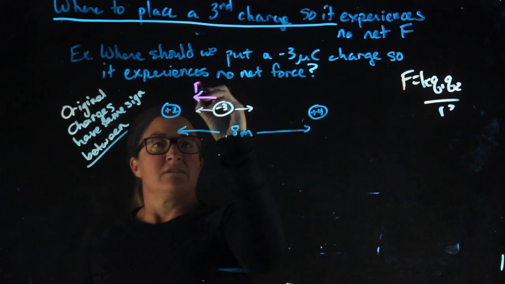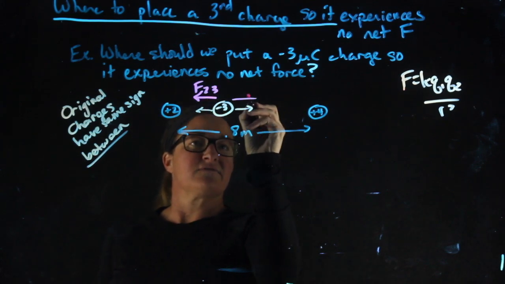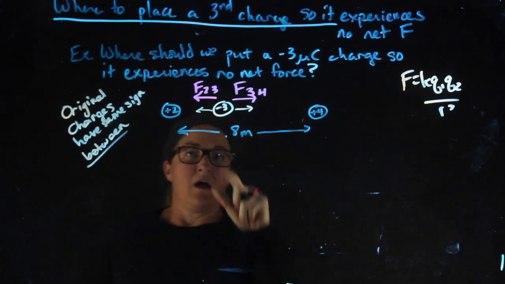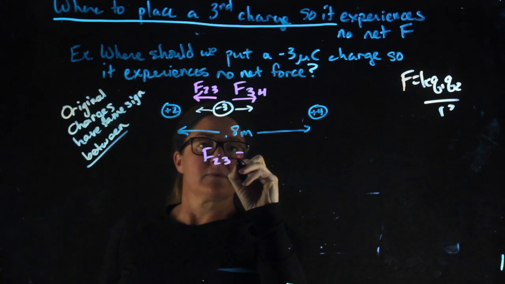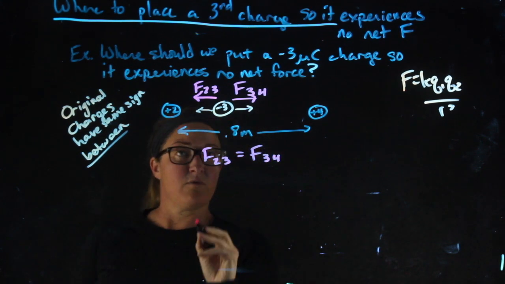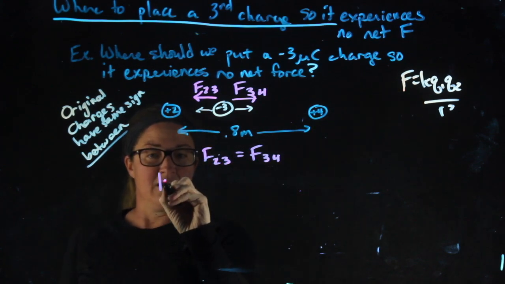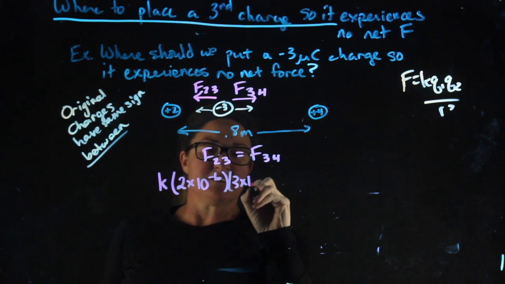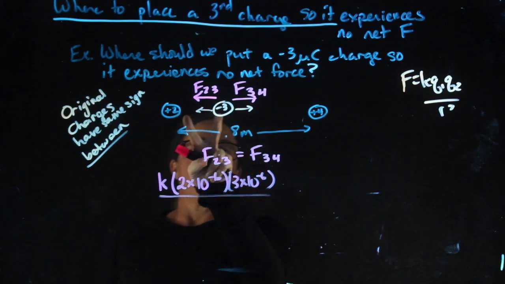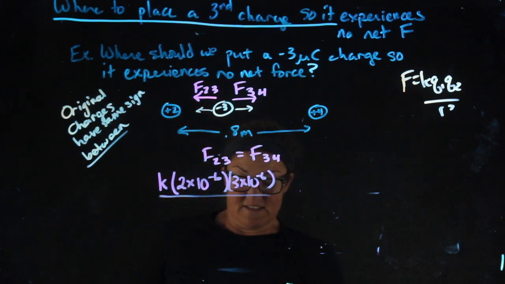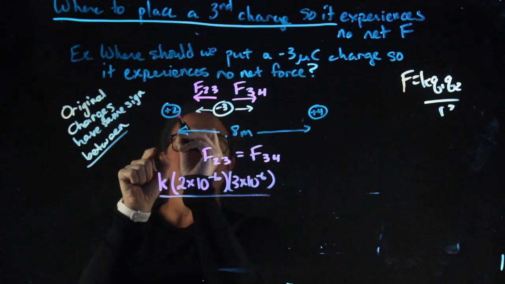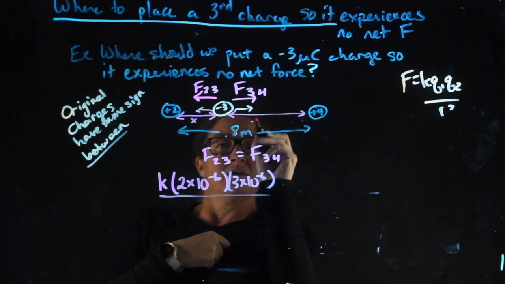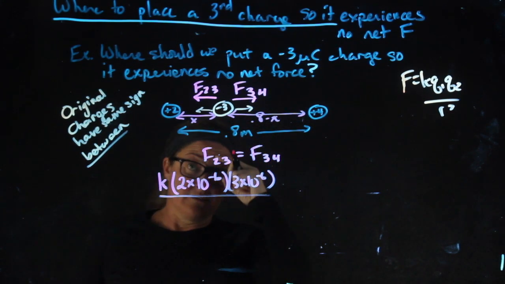This force of attraction is the force between the 2 and the 3. This force of attraction is the force between the 3 and the 4. I want these two to be equal. I want the force between the 2 and the 3 to be equal to that of the force between the 3 and the 4. Using Coulomb's law and substituting in, K times 2 times 10 to the -6th times 3 times 10 to the -6th over this distance. I have not yet defined my distances. I'm going to call this distance x, which means this distance would be the remainder, or 0.8 minus x.